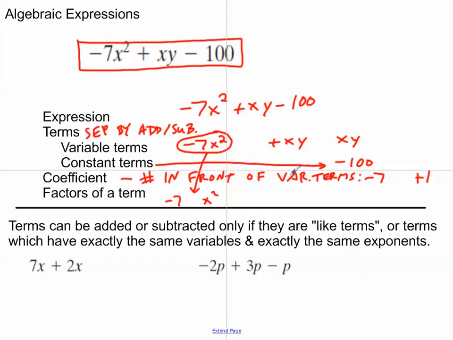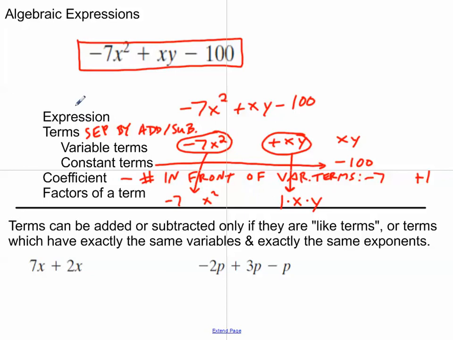What are the factors of xy? Well, you could say that it would be 1, but certainly there would be an x, and certainly there would be a y. So 1, x, and y are all factors of xy. So xy factors out to 1 times x times y. So those are the factors.